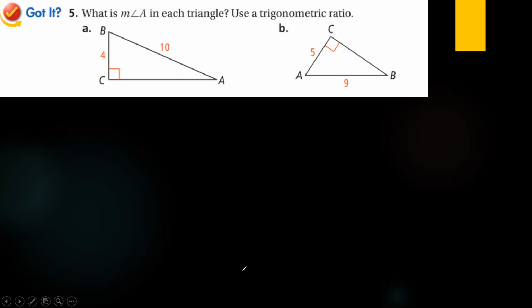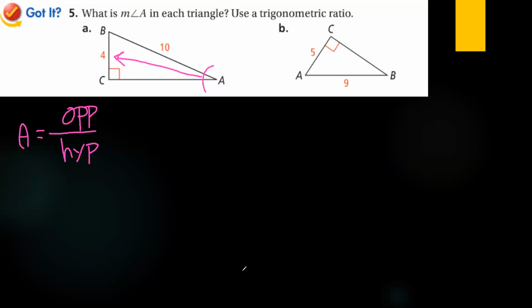Here now we have A, B, and C. It is a right triangle at angle C, and I need to find the measure of angle A. Sometimes you don't need to find the length of the third side. Just say, for the measure of angle A, what did I have? I have the opposite and the hypotenuse. So which ratio is opposite over hypotenuse? Sine. It is sine. Bravo.